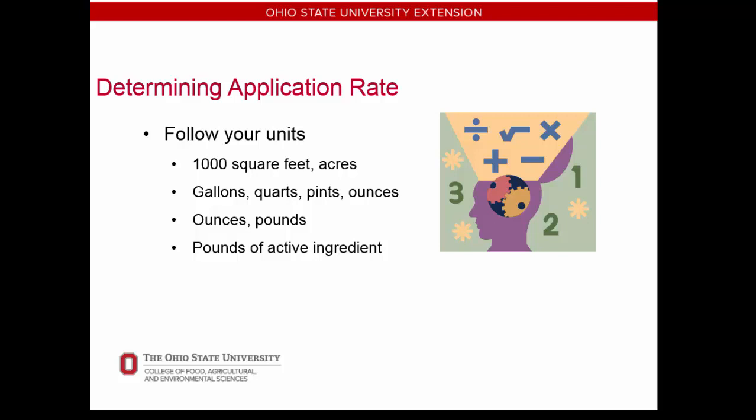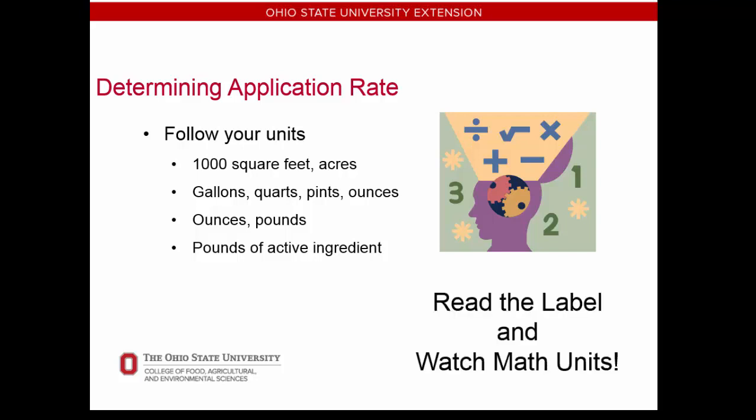If you're following a recommendation, such as from an extension bulletin, the rate is usually listed in the form of pounds of active ingredient, not product. You have to convert active ingredient rates to product rates once you have selected the product. Make sure you understand the units you're using. If you need to change units, make sure you use the correct conversion factor.